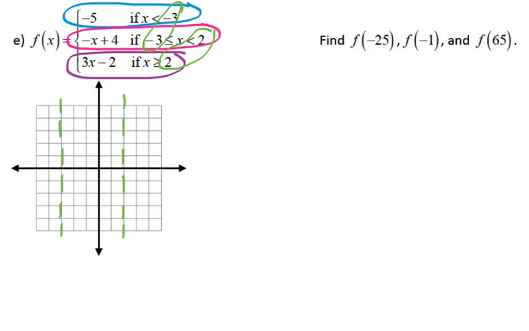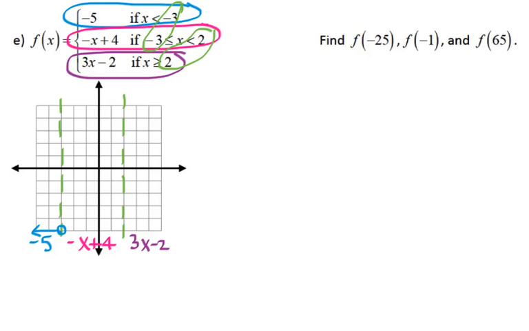Okay, so for x is less than negative 3, that's my constant function of negative 5. For in between negative 3 and 2, that is my pink function of negative x plus 4. And then for my purple function that's greater than 2, that's going to be 3x minus 2. All right, so my constant function is going to hit at negative 5 at negative 3 on the boundary. Open circle because of the inequality. Constant functions are always horizontal lines.